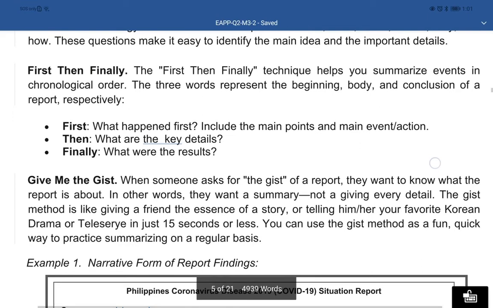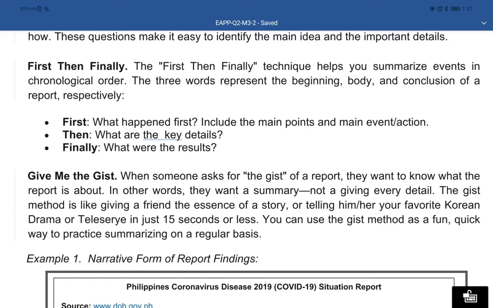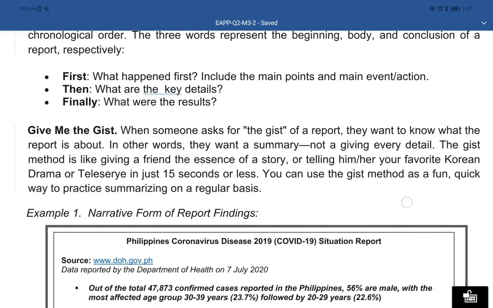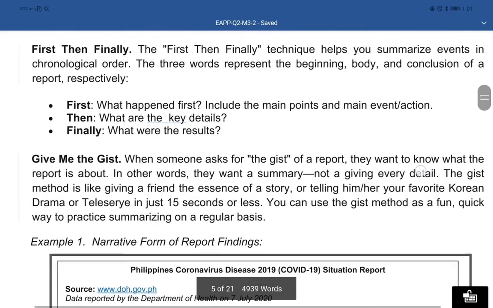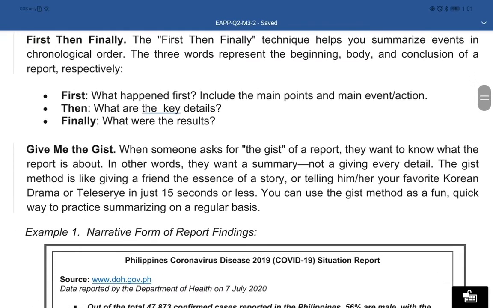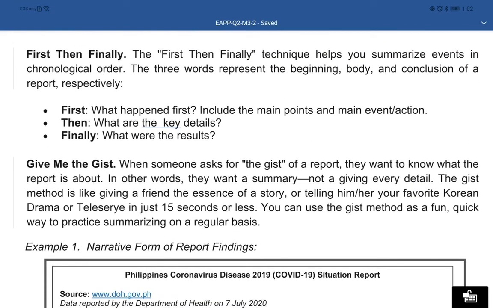Halimbawa, what is the problem? Why is it a problem? Why is it worth studying? Ganon. And then, anong ginawa mo nung na-realize mo yung problem? So, you collected data, kanino mo kinolekta yung data, paano mo kinolekta yung data, okay? And then finally, yung last, ano yung mga resulta? What are the results of your findings? What did you find out? What do you conclude? Okay? What have you concluded after finding those results? Okay? And then third one is give me the gist.